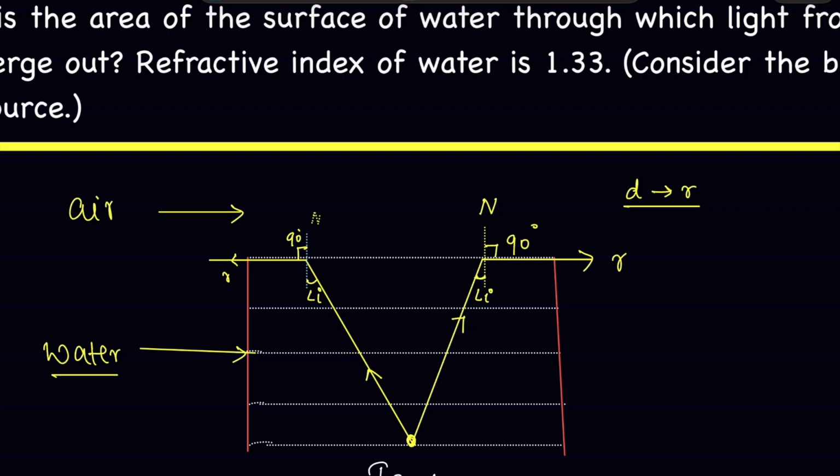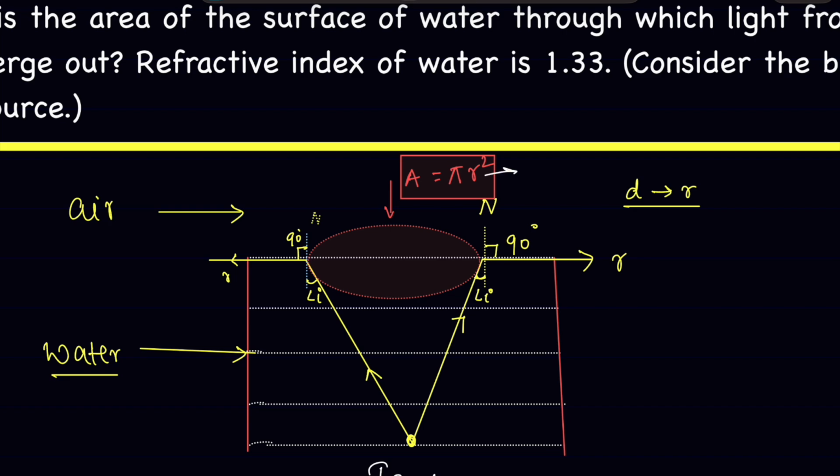So now if we connect these two incident rays, what you will see is the formation of a certain area. And we need to find the magnitude of this area. So this area is a circular area. So we can say area is equal to pi into r square. So now our work is to find this radius. If we find the radius, we can easily find the area. So let's solve this and find the radius.